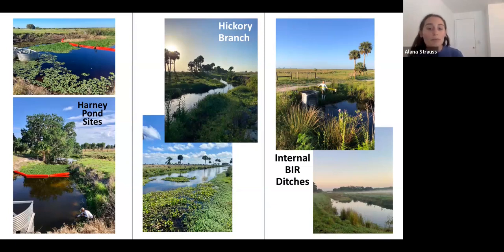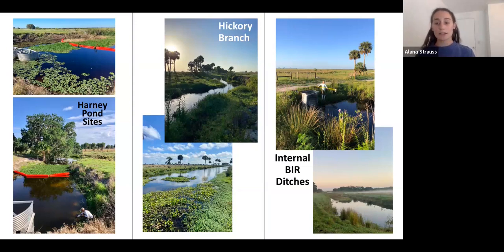So then the middle column shows Hickory Branch sites, which we had 3 sites that we categorized as Hickory Branch sites, and those were located in a stream that runs through the ranch. The stream runs off the Lake Wales Ridge, which is located in Central Florida, and it flows through citrus groves, some other ranches, some wetlands, and other land use areas before it reaches Buck Island Ranch, where it continues through the ranch and ends in Harney Pond Canal. So this stream obviously doesn't really look like the ditch sites, and it is more naturally flowing. It kind of ebbs and flows more like a stream.